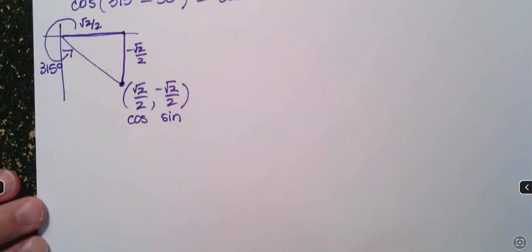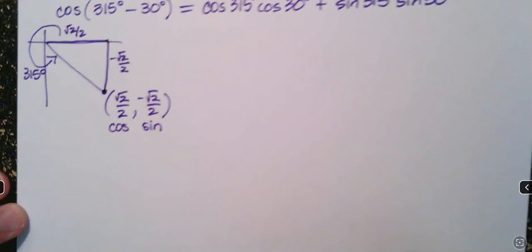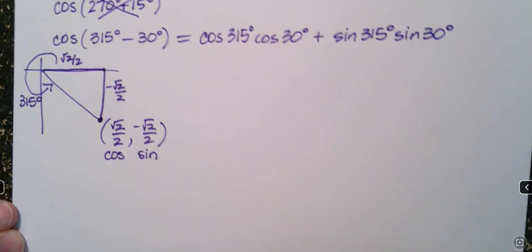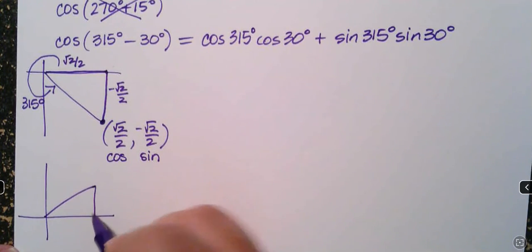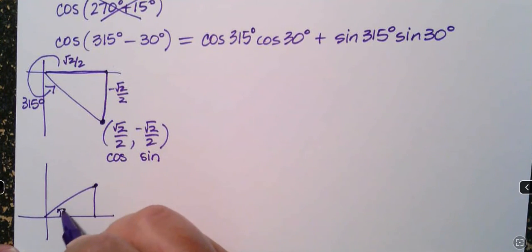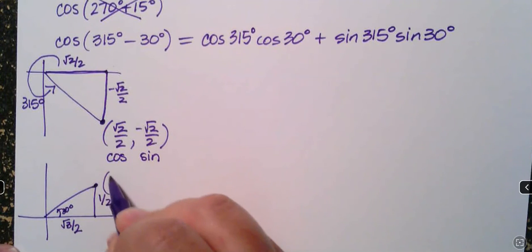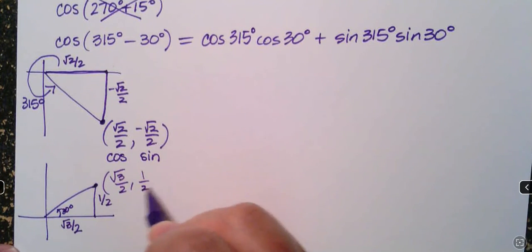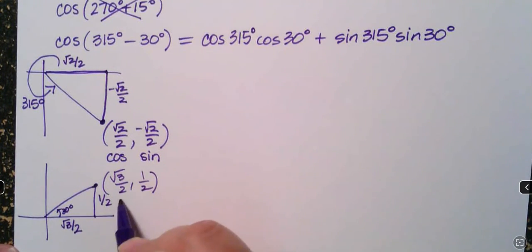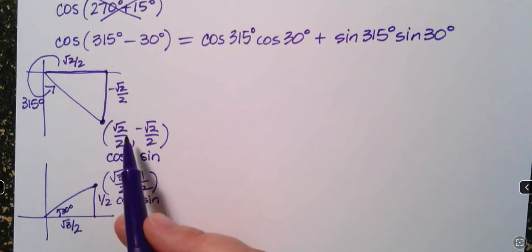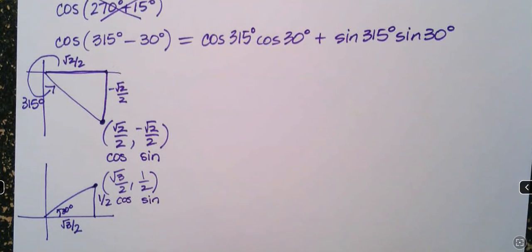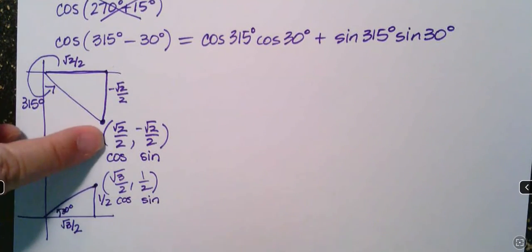All right, next one. Not sure why that's lagging as I move my page. 30 degrees. That's a pretty easy one. It's in the first quadrant. It's the same as pi over 6. Here's the 30 degrees. I go right, square root of 3 over 2, and up 1/2 to get there. It's a 30-60-90 triangle. So cosine of that angle is square root of 3 over 2, and sine of that angle is 1/2. And now I'm ready to plug these values right here into this expression. So cosine of 315, that's right here.